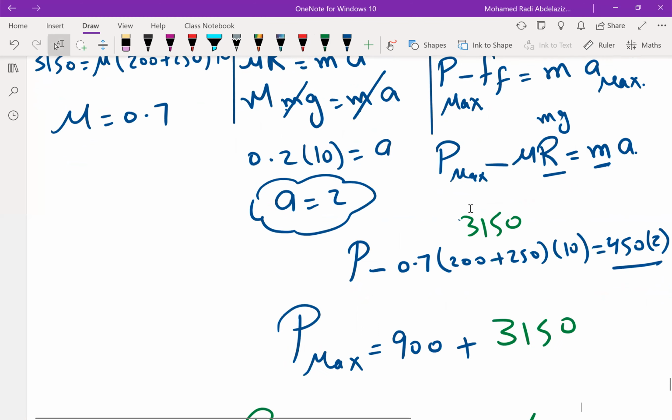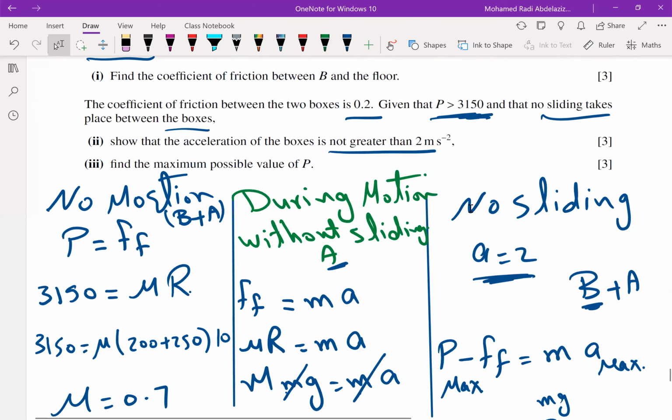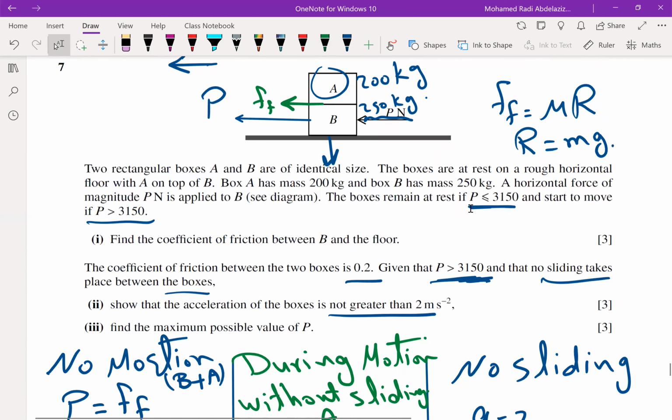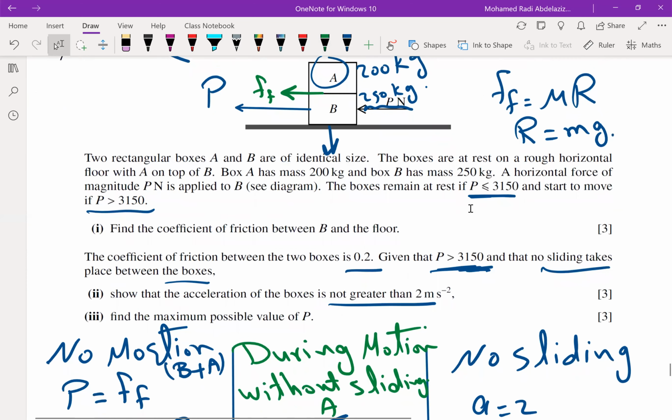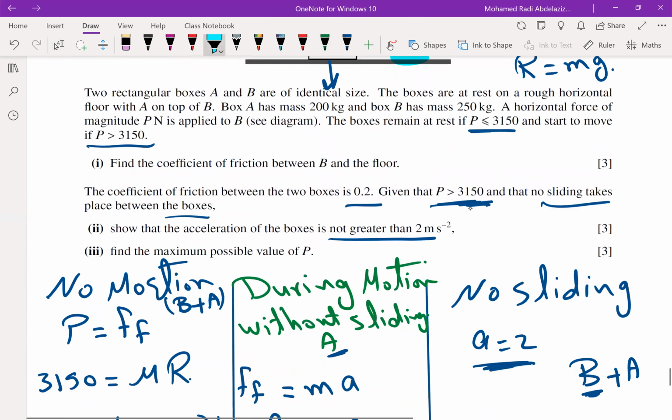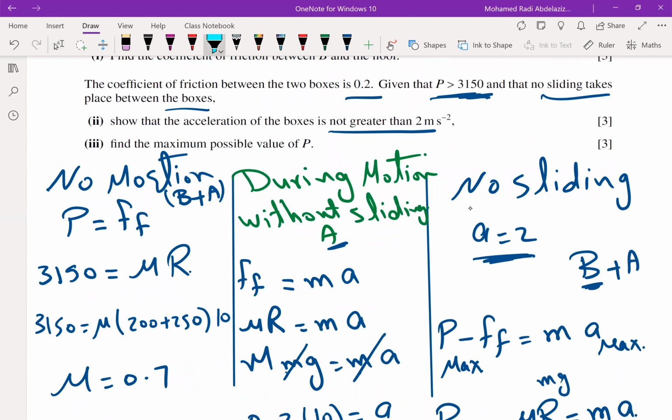Just again, this kind of question is divided into 3 parts. In the first part, when the system is at rest or about to move, the forces acting to the right are equal to the forces acting to the left. So P is equal to the frictional force, and from this equation you can find mu.